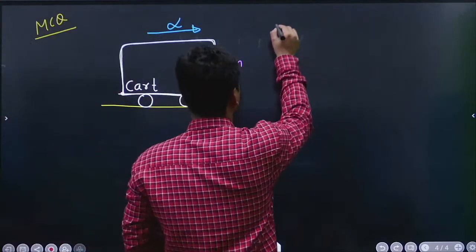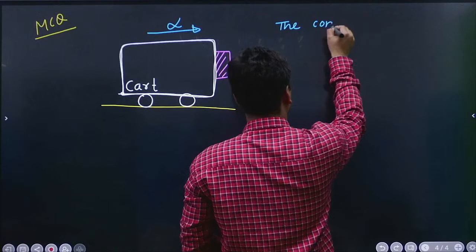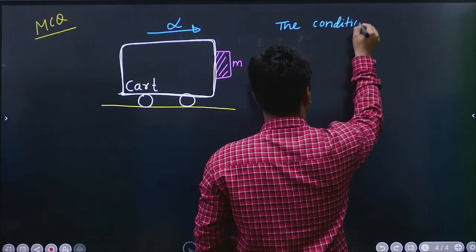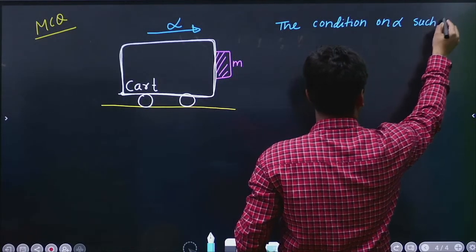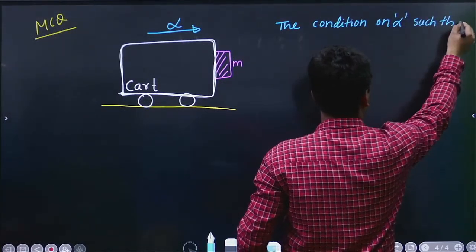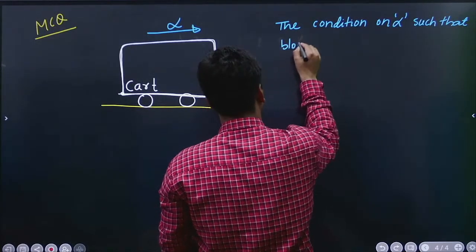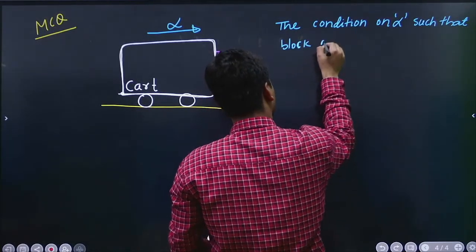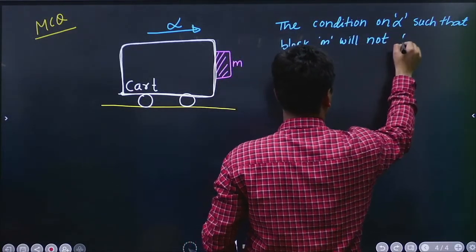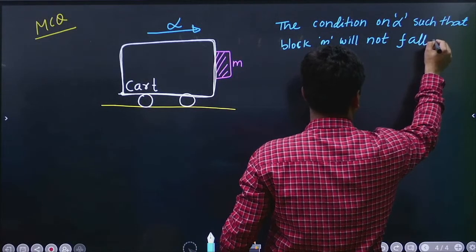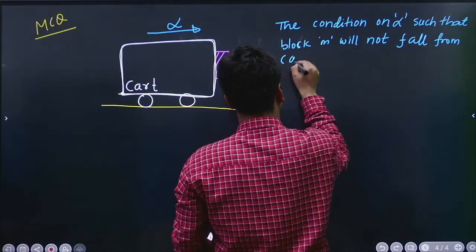So what are they telling? Now the value of alpha, or the condition on alpha, such that block M will not fall from the cart. This is the question they are asking.